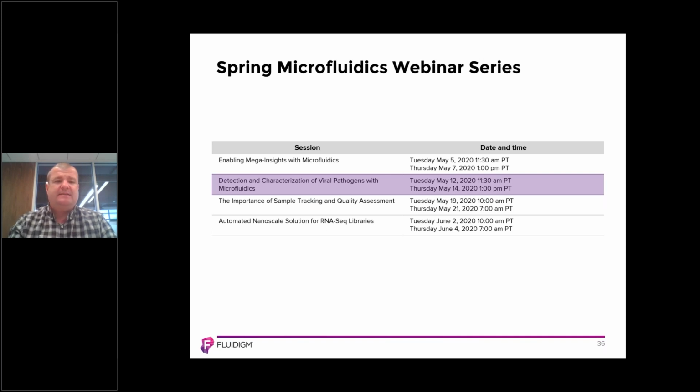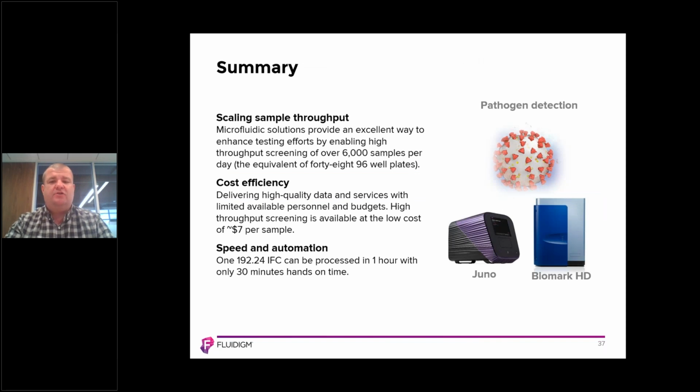The key take-homes from today's session is that pathogen detection using Fluidigm, Juno, and Biomark HD help you to scale sample throughput by offering microfluidic solutions to enhance testing efforts, enabling high throughput screening of more than 6,000 samples per day. And as a take-home, that's the equivalent of 48 96 well plates. We also offer cost efficiency, delivering high quality data and services at a limited budget. Our screening is available at around $7 per sample.